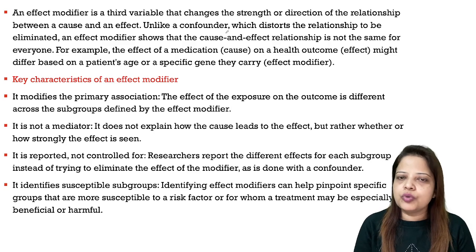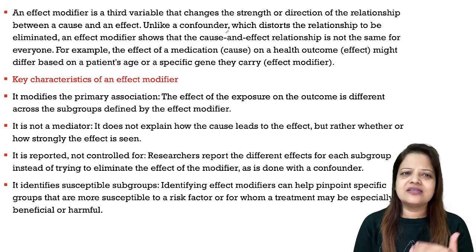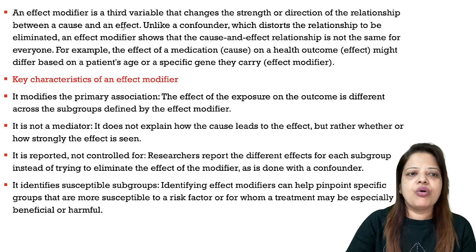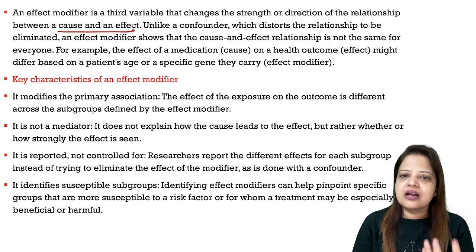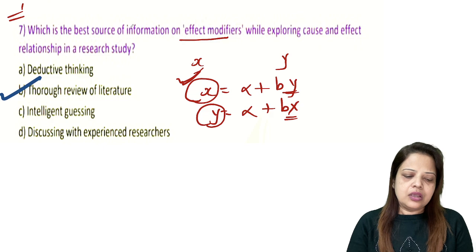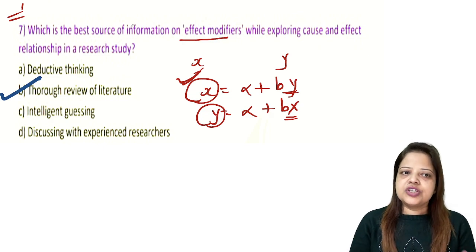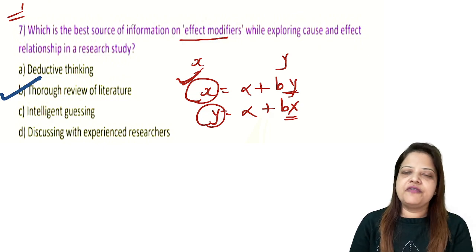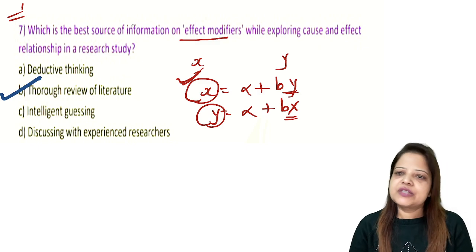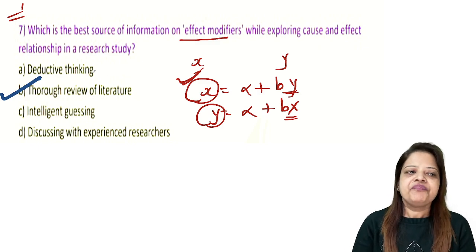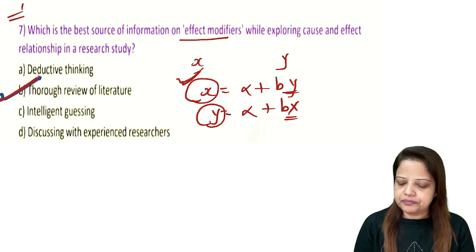But if there are more than two variables, an effect modifier is a third variable that changes the strength or direction of the relationship between a cause and effect. Unlike a confounder, which distorts the relationship and is to be eliminated, an effect modifier shows that the cause and effect relationship is not the same for everyone. So, here, what is the result? Which is the best source of information on effect modifiers, which is the third variable, while exploring cause and effect relationship in a research study? Through review of literature.